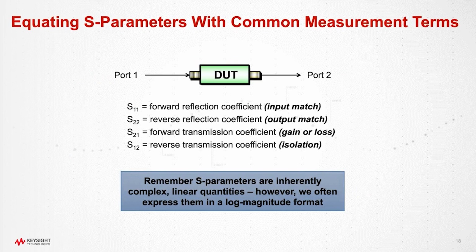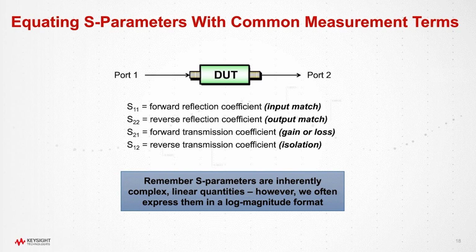The S parameters can be equated with common measurement names that we're already familiar with. So S11 is the input match, S22 is the output match, S21 is gain in the case of an amplifier, or we consider it loss if we're measuring a filter, and S12 is the reverse gain, also called the isolation.